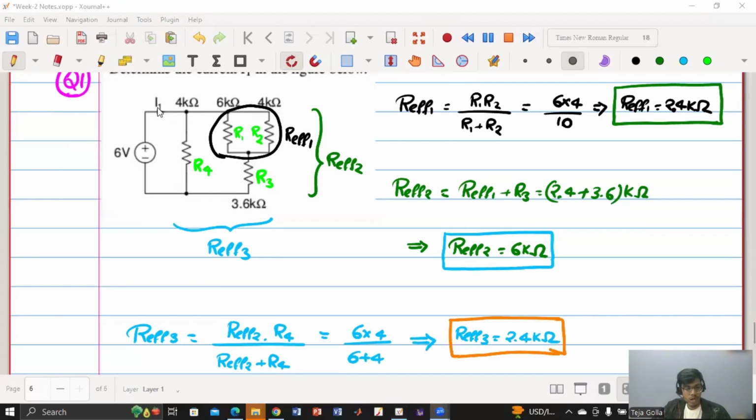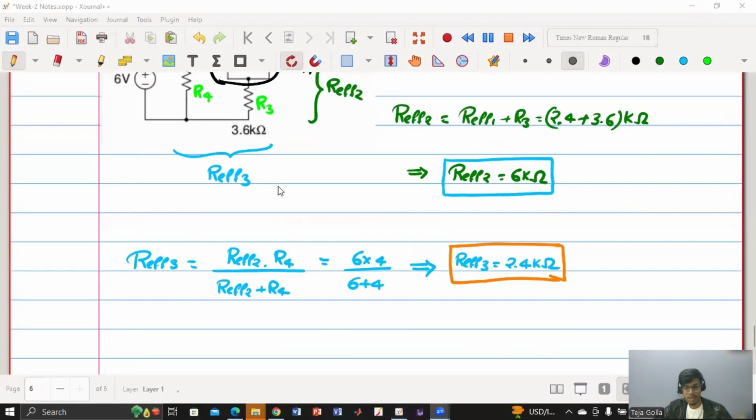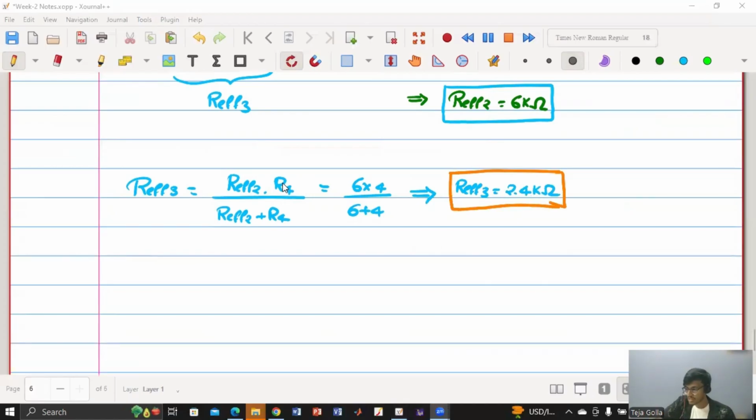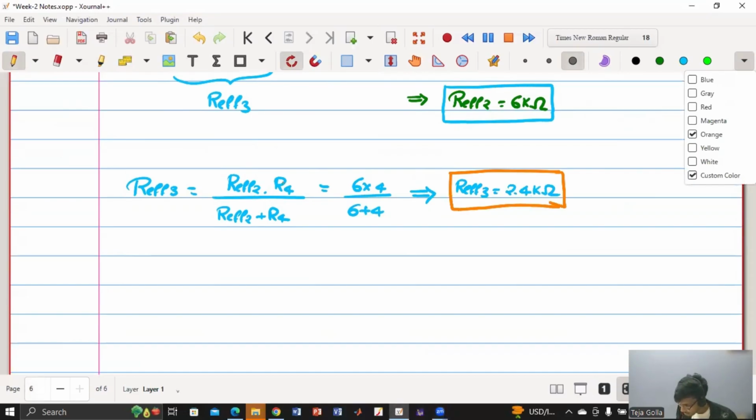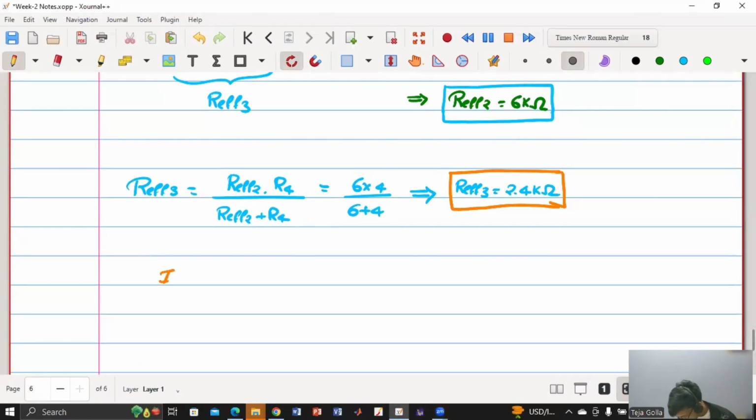So now what is the current? Voltage by resistance, 6 by 2.4. So I1, whatever they have asked, I1 is equal to the given voltage by R effective 3. So it is 6 by 2.4. What is the value of 6 by 2.4? 2.5 milliampere. So I1 is equal to 2.5 milliamperes. I hope it is correct. If I am wrong, please let me know.